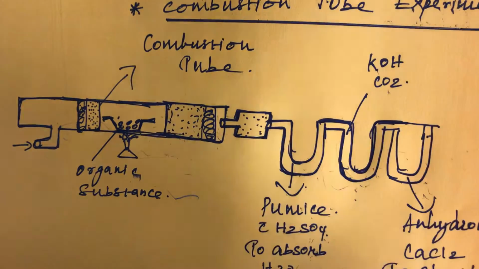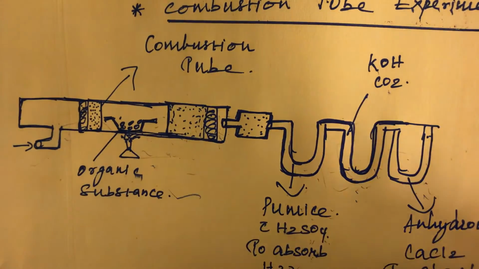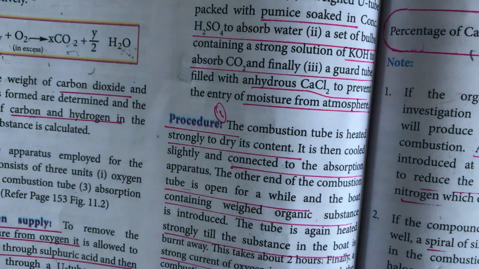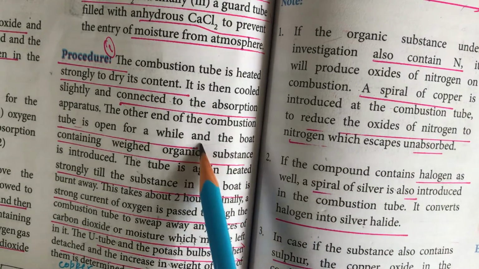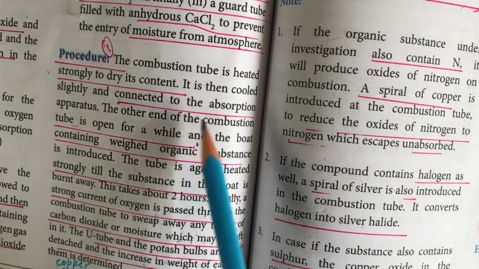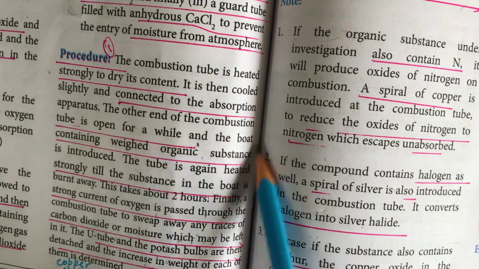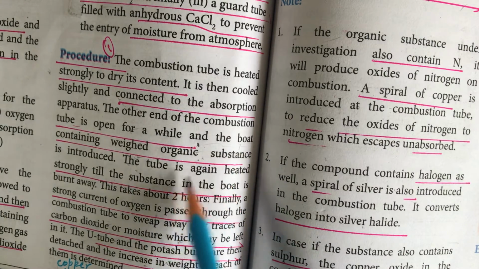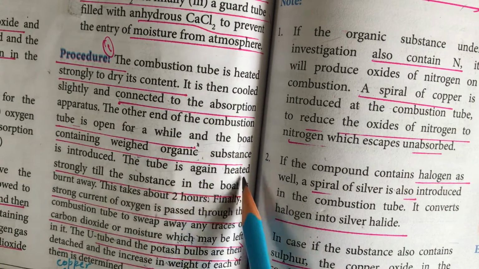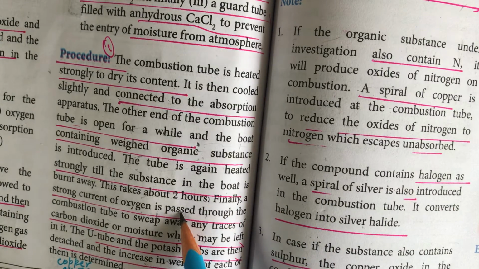So what is the experimental procedure? First we have to heat the combustion tube to a high temperature, and after that we have to heat the organic compound. The combustion tube is heated strongly to dry its contents, then it is cooled slightly and connected to the absorption apparatus. The other end of the combustion tube is opened for a while, and the boat containing the weighed organic substance is introduced. The tube is again heated strongly till the substance in the boat is burnt away completely. It will take 2 hours.